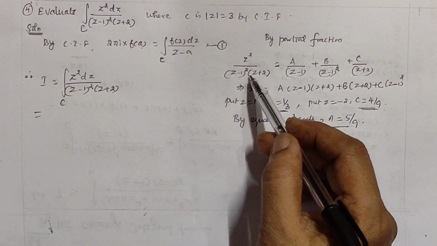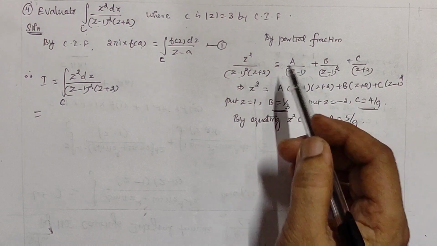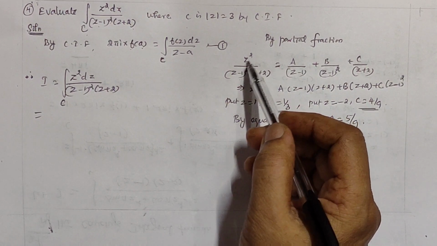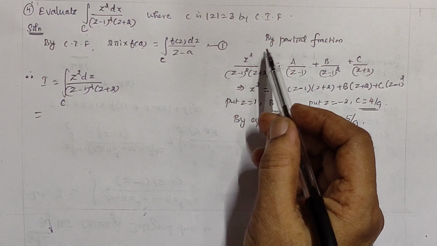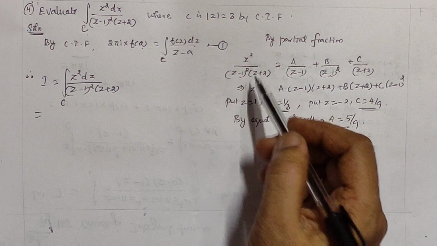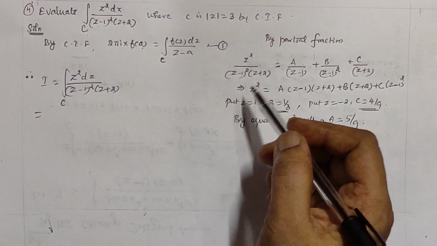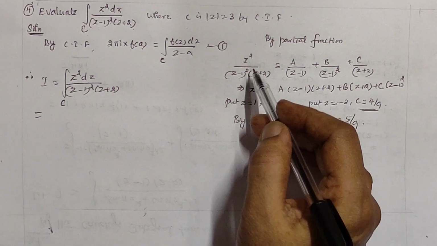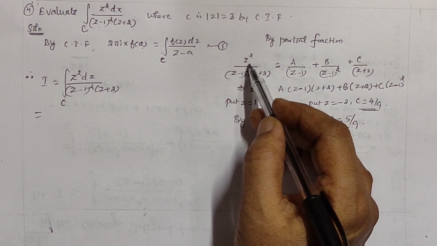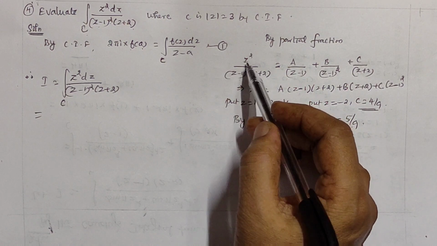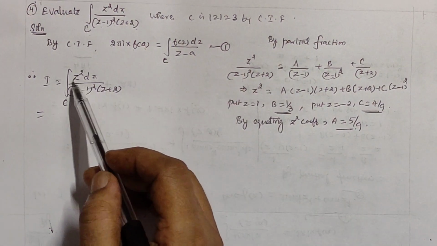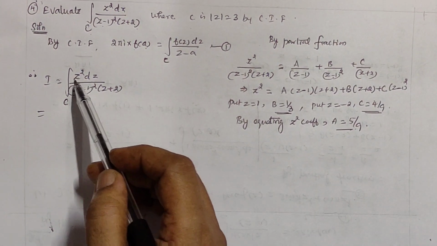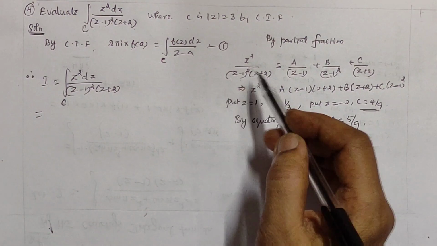So z squared by (z minus 1) the whole squared into (z plus 2). If you want to take this as f of z, then take the partial fraction as 1 by (z minus 1) the whole squared into (z plus 2) alone, and go ahead as such. You can take z squared also in the numerator; it's another way of doing. Either you include z squared, in which case your f of z will be without z squared. It will be 1 in that case.